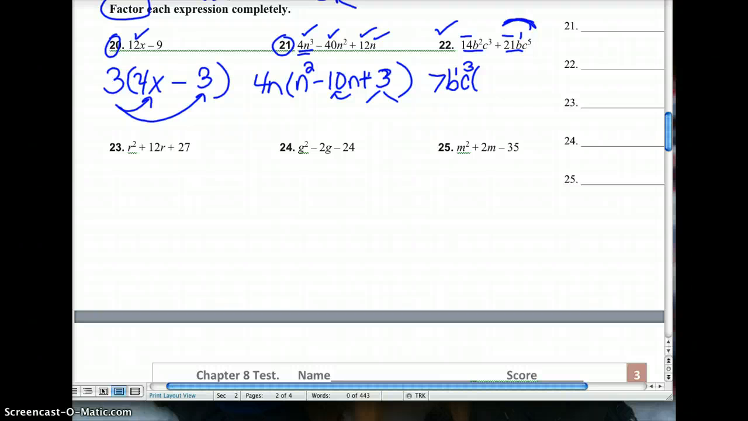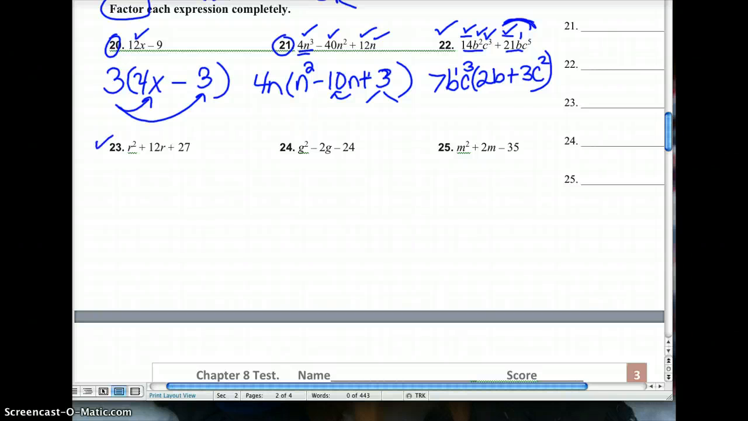So again, we got to go back up and we have to divide this out. 14 divided by 7 is 2. When I remove a b, I get a b, and I don't need to have any more c's because I'm taking them all. When I divide out a 7 out of 21, I get a 3. When I divide a b out of b, they'd be gone. And when I divide 3 c's out of c to the 5th, I'd end up with 2 of them left in there. So my answer would be 7b c cubed times 2b plus 3c squared.